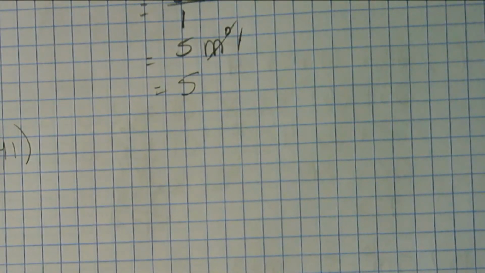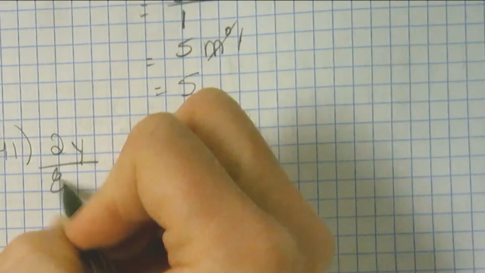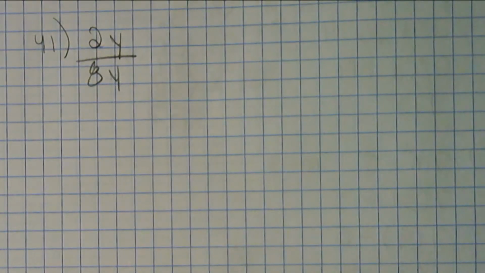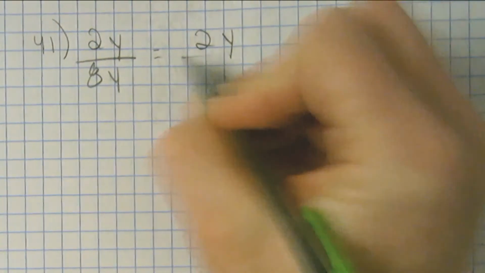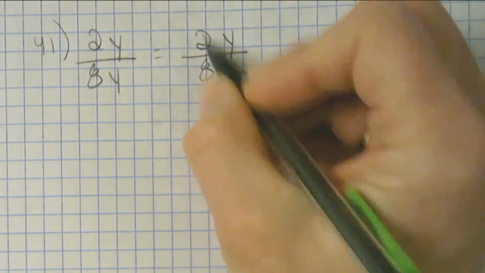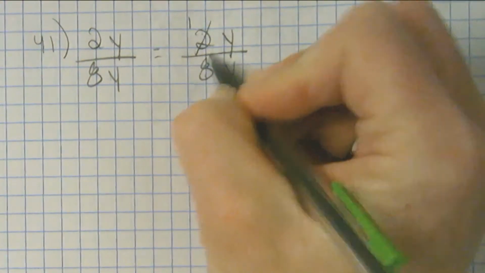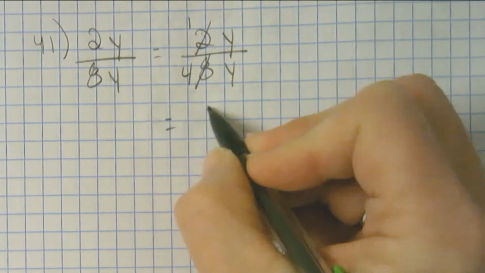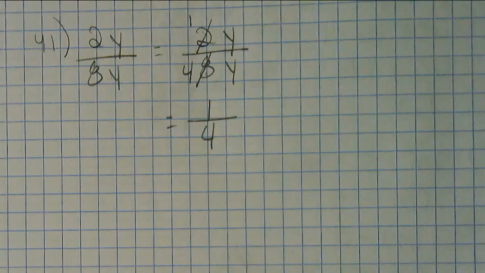Who asked me for 41? Okay, so I have 2 times y over 8 times y. By the way, mine are going to be harder than this. Again, I'm going to use my division. I can divide out common factors between the 2 and the 8. They both have a common factor of 2. The 2 becomes a 1, the 8 becomes a 4. So right now in my numerator, I have a 1. In my denominator, I have a 4.